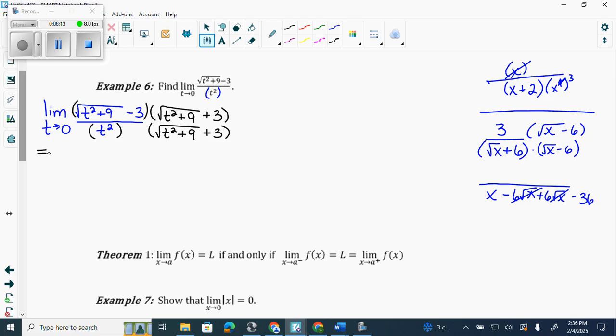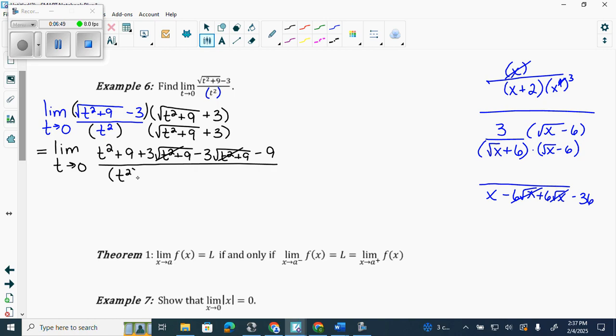We get an equal sign because this limit is equal to the next one, is equal to the next one, and we always run a left-hand side down an expression. So we get the limit as t goes to 0. And we get root t squared plus 9 times root t squared plus 9, which just gets us to t squared plus 9. And then we get minus 3 or plus 3, whichever one we want, root t squared plus 9, minus 3 root t squared plus 9, canceling, and then minus 9, all over t squared.